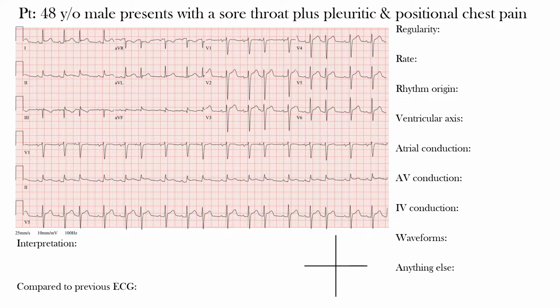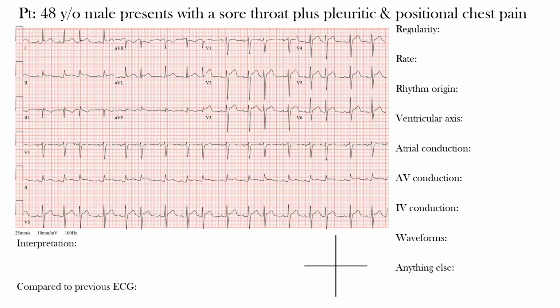Now before we get started, let's review the approach we've been using to interpret EKGs. Notice we have the patient's clinical presentation and then the EKG below it. On the right side of the screen, you'll see a list that we'll go through before making our final interpretation. First, there's the regularity of the rhythm. That is, are we dealing with a regular or irregular rhythm? And then if it's irregular, we have to see if it's regularly irregular or an irregularly irregular rhythm.